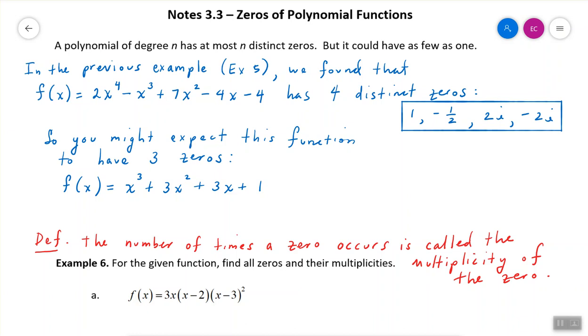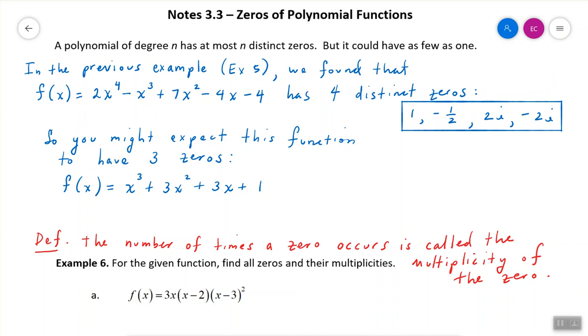It should seem reasonable that if you have a 4th degree polynomial, then 4 is the most number of zeros you could have, right? Because if you think about factoring the 4th degree polynomial, you would get down to 4 linear factors, and then each linear factor represents a 0.